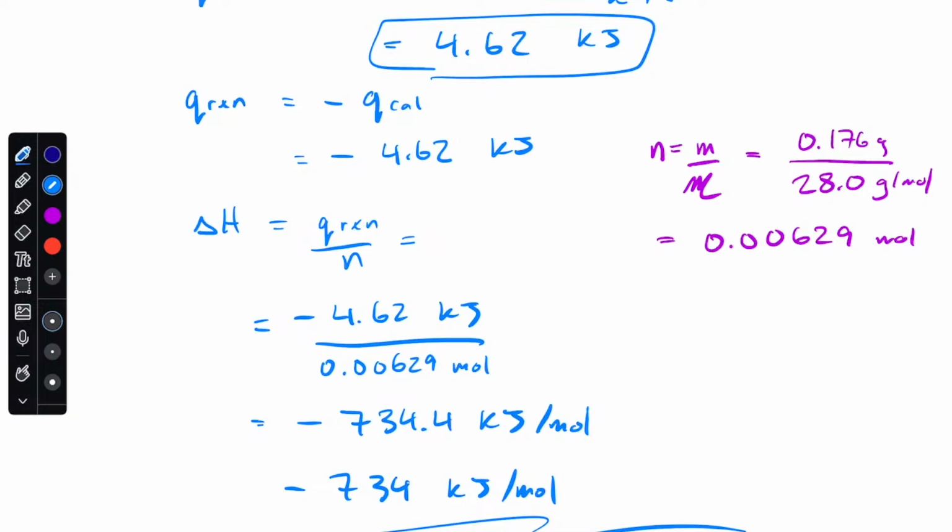The number is negative, which is good, because this is an exothermic reaction. We want it to be negative because we know it's causing the calorimeter to warm up. So just keep an eye on those signs. That's an easy way to go through a lot of work and still get it wrong.